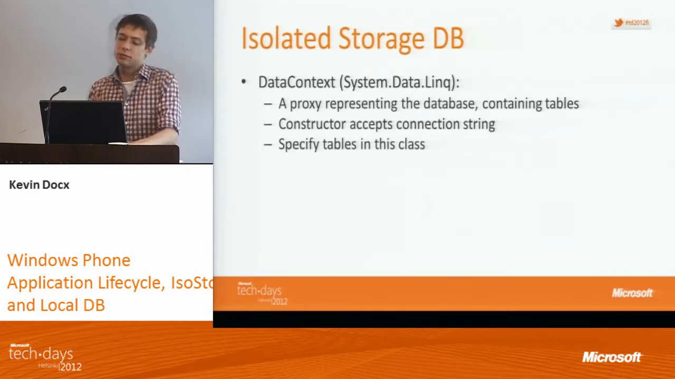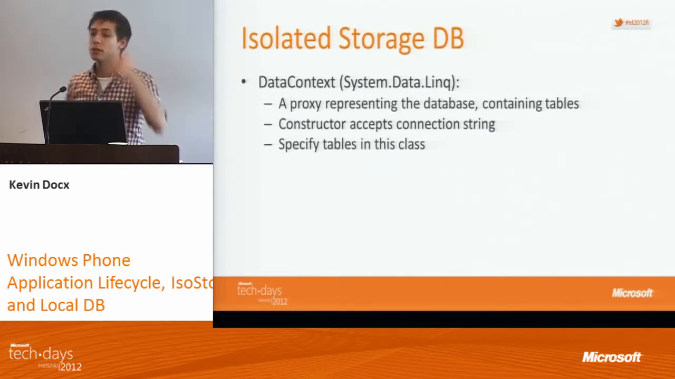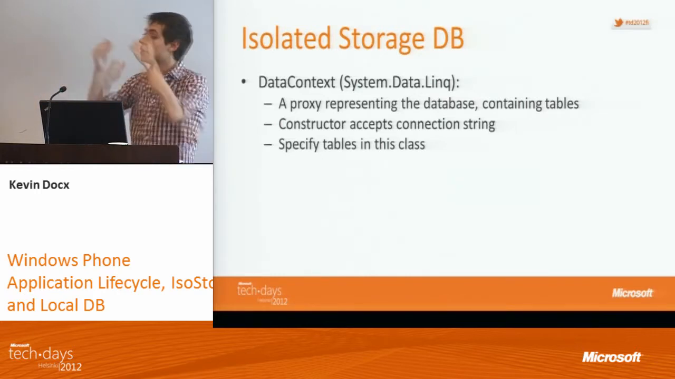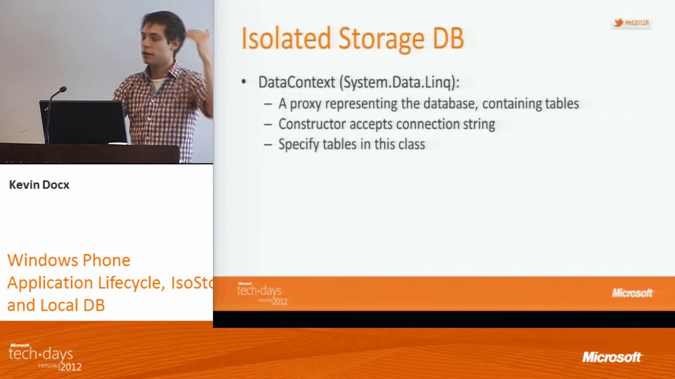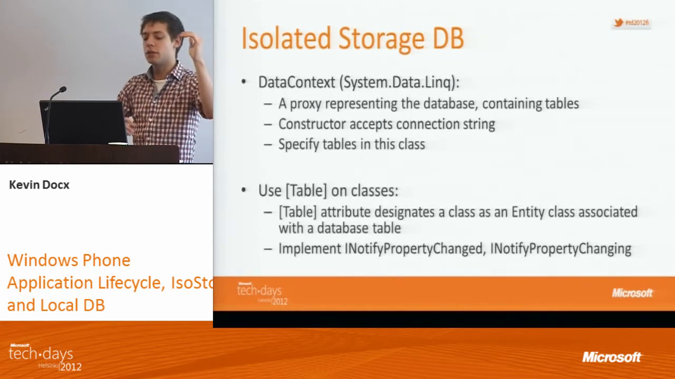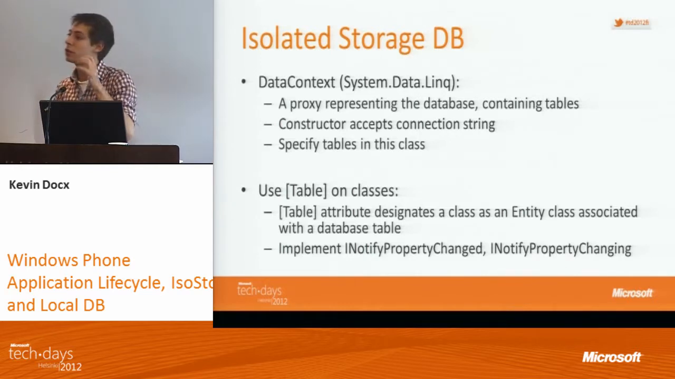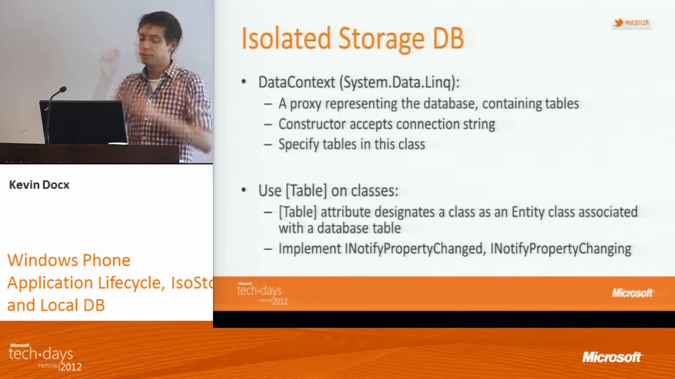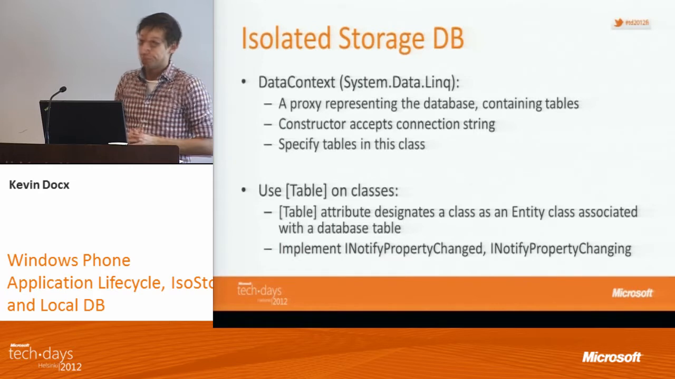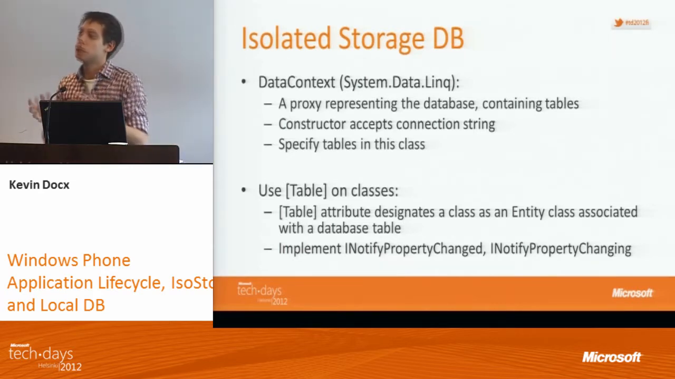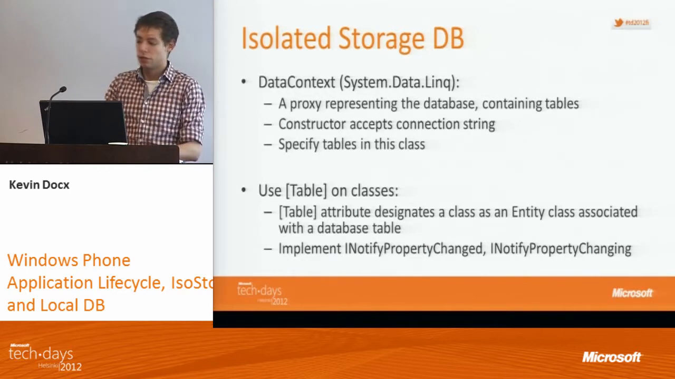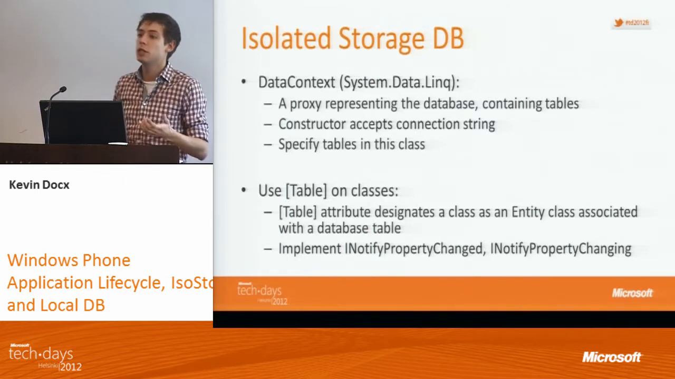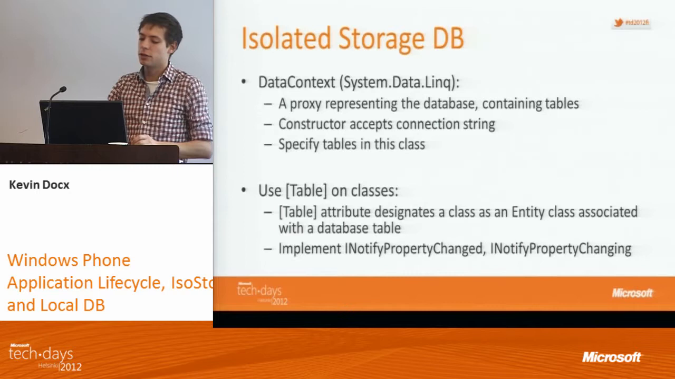So, you have a data context. This is a proxy representing the database, and this typically contains a list of tables. You pass in a connection string in the constructor, and you specify the tables in this class. The data context is one part. Then you've got the classes themselves, the classes that you want to track with your data context and save into the local database. Those should be marked with Table, as I just said. That attribute associates it with an entity class that's associated with a database table in your isolated storage. And of course, implement INotifyPropertyChanged and INotifyPropertyChanging, just to make sure your UI can get notified.